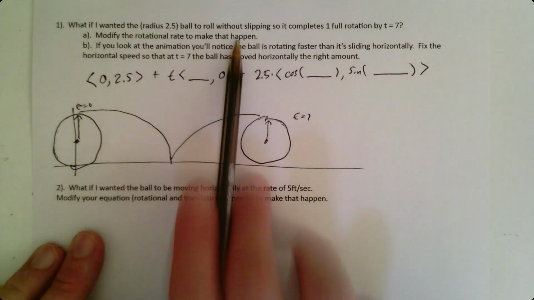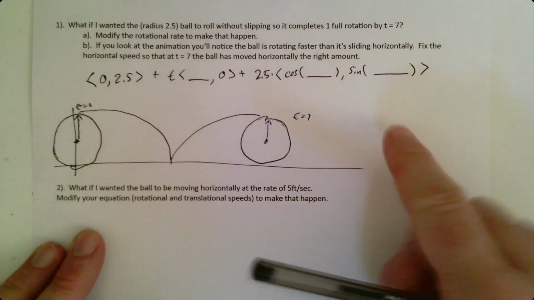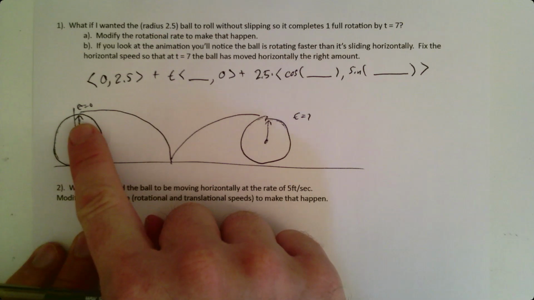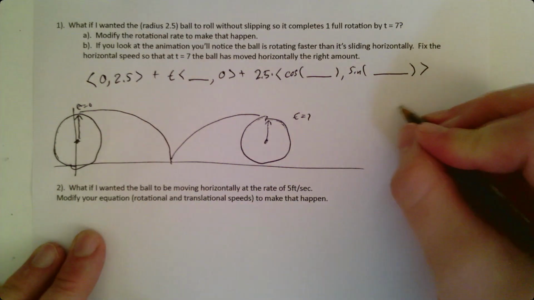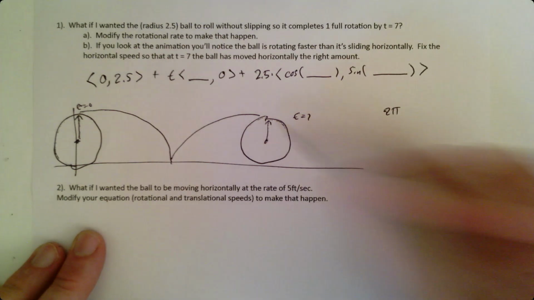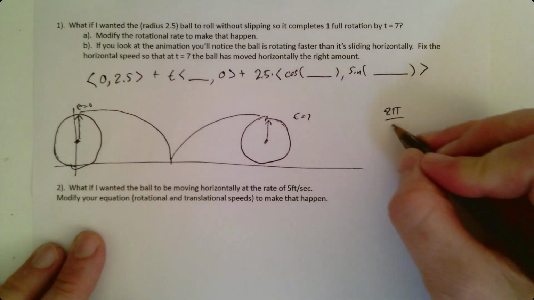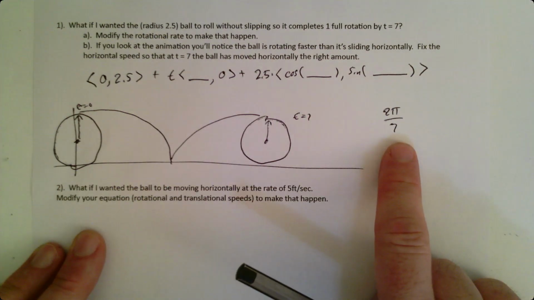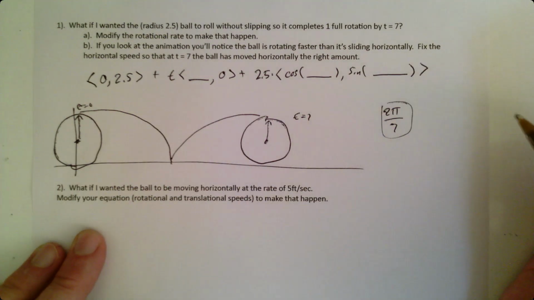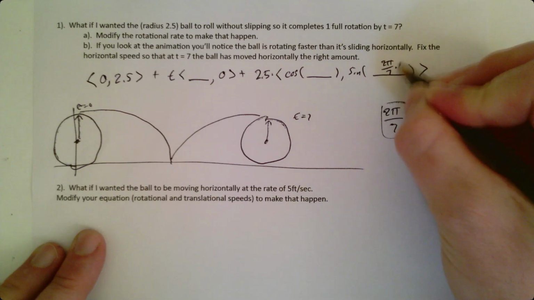Let's figure out the rotational rate. So remember, rotational rate is just how far did the angle change in a certain amount of time. So one full rotation would mean 2 pi radians, because that's one full circle. And it needs to happen between 0 seconds and 7 seconds. So that would be every 7 seconds. So this now gives me the rate at which I need to rotate. So let's add that in here.